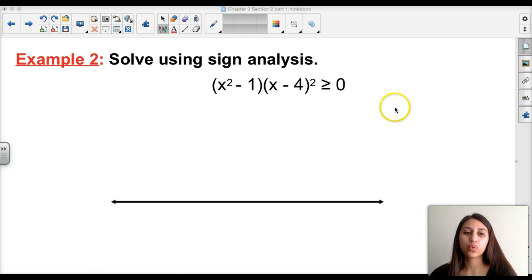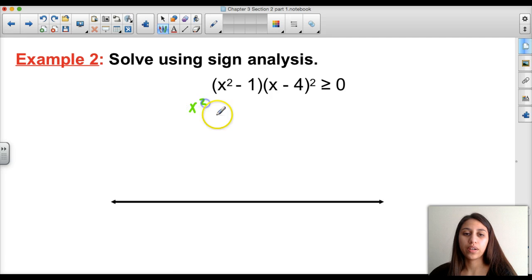Okay, so in example 2, same thing, solve using a sign analysis. This is somewhat factored for us, but we need to continue to factor this so that we can find our zeros. So we could rewrite this as x squared plus 0x minus 1. That means we need two values that multiply to be -1 and add to be 0. So it's going to be x plus 1 and x minus 1.